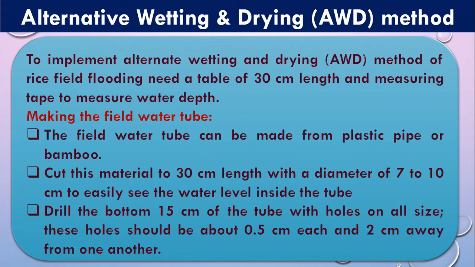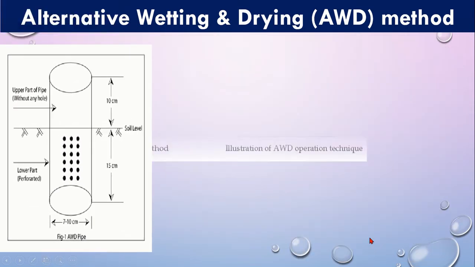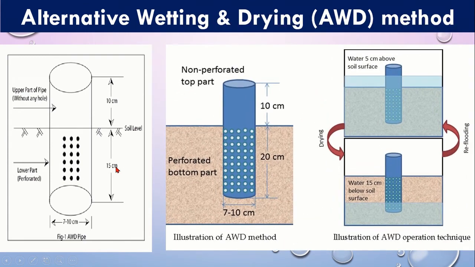You have to make a tube, which will be a plastic pipe or bamboo, and the pipe size will be 30 centimeter, and the diameter of that pipe is 7 to 10 centimeter, and drill some holes around the pipe, each 0.5 centimeter. And if you have a look here, the pipe, I'll show you here.